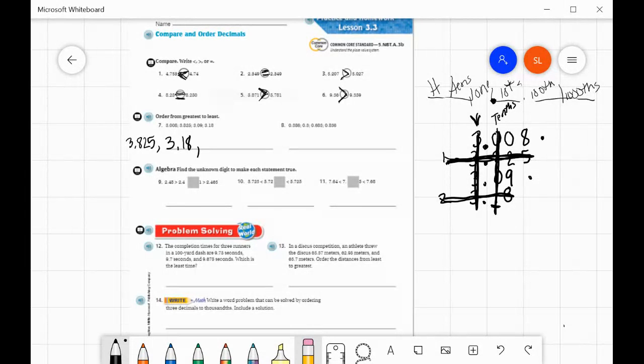So I'm going to go to the hundredths column, and I'm going to look in this column, and I see that the 9 is bigger. The 9 is the largest number, so 3.09 is next. And then what I have left is 3.008. All right, so that is your numbers from greatest to smallest, greatest to least. Go ahead and pause the video and do number 8 on your own.